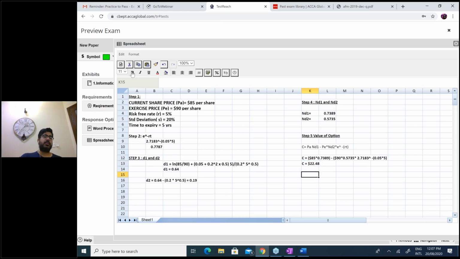So this is how we compute the value of an option through Black-Scholes, and it carries some easy 8-9 marks. If you have any questions, please ask, and we will take a break here and then meet.